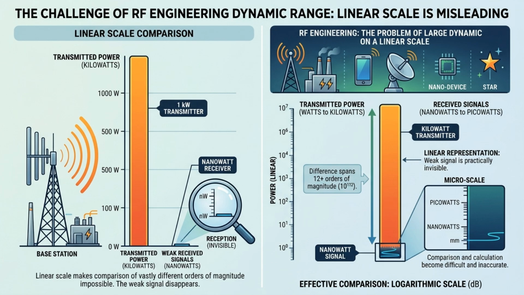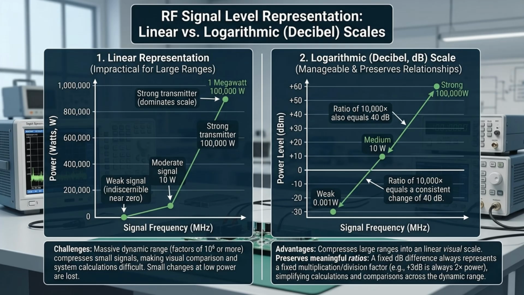A weak signal received by an antenna may be measured in nanowatts or picowatts, while transmitted power can reach watts or kilowatts. Representing both on a linear scale makes comparison difficult and often misleading. Because of this, linear representation becomes impractical in RF systems. Engineers need a way to compress large ranges of values into a manageable scale that still preserves meaningful relationships between signal levels.